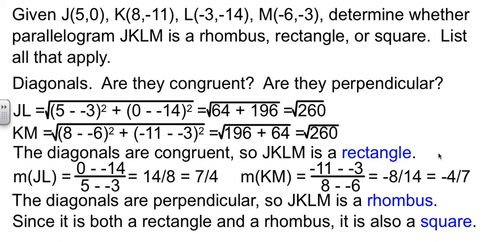So diagonals are key to deciding what you're dealing with. Are they congruent? That will tell you about rectangle. Are they perpendicular? That will tell you about rhombus. And if you said yes to both, that will tell you about square.